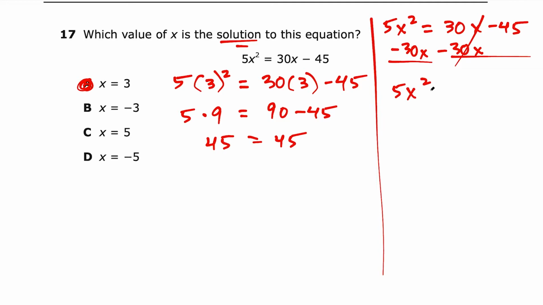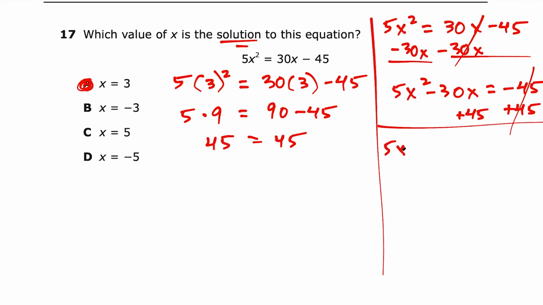So we have 5x squared now minus 30x. And now on the right side, 30x minus 30x canceled, so we're just left with minus 45. And now add 45 to both sides. This is going to bring us to the next line. This is going to cancel minus 45 plus 45, and we have 5x squared, minus 30x, plus 45. And now this is equal to 0.